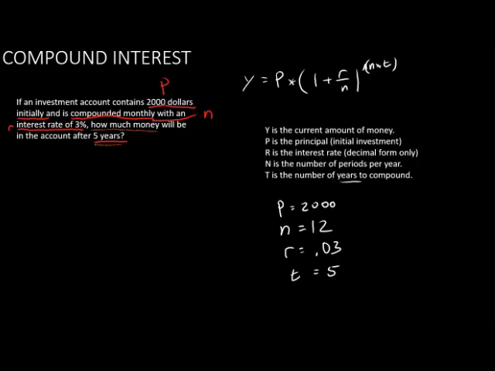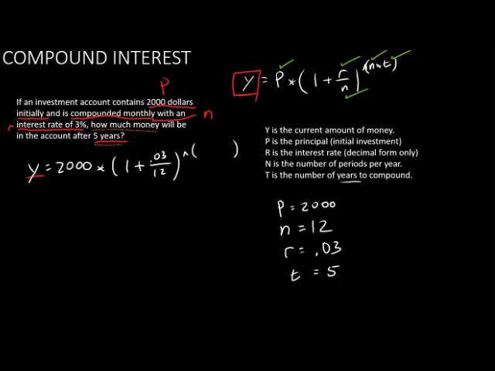Let's have a look at our general form again. We have principal, rate, n, and t. The only letter that we don't know is y. Now, let's place the known letters into the equation. We don't know y, but we do know that p is 2,000. We do know we'll have 1 plus r over n, where r is 0.03, and n is 12. That's going to be raised to the power of n times t, where, once again, n is 12, and t is 5.